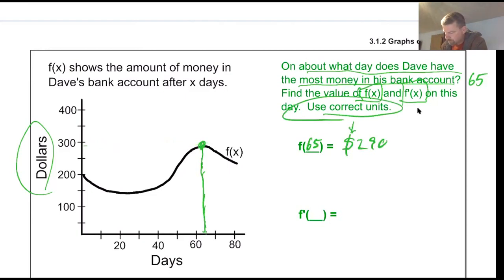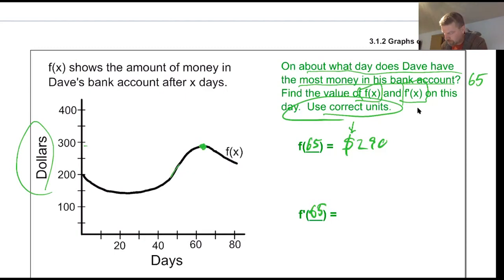All right. F prime of x. In this case, I want to find f prime of that particular time, so I want f prime of 65. Same thing as before. But I got to remember what f prime stands for. That's a derivative. Derivative tells me slope. So at this particular point, when he reached the most amount of money, what was the slope of that function?